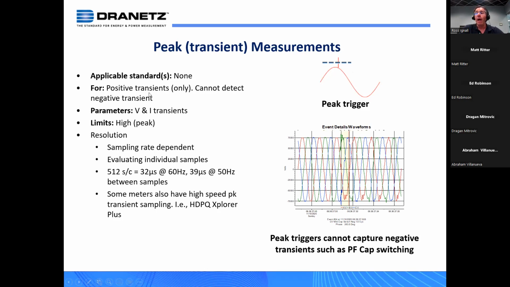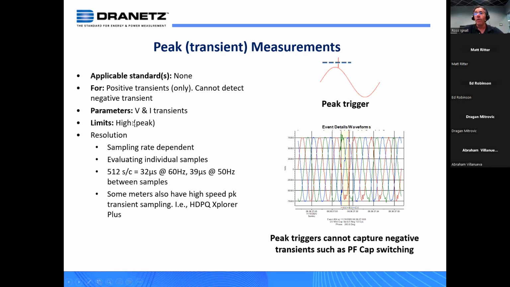These are for positive transients only. Again, it could be on the negative half of the waveform. It can't detect negative transients. As an example, this is a power factor correction capacitor switching in, which is inherently a negative transient. So the voltage doesn't go up, it goes down. This type of trigger will not detect that. That's where the wave shape triggers come in from Dranetz.